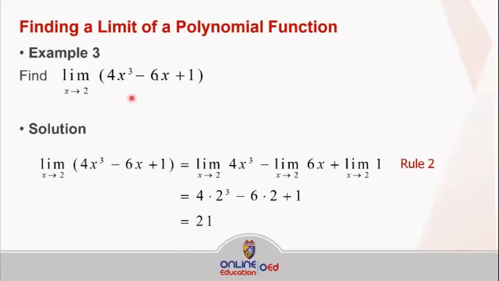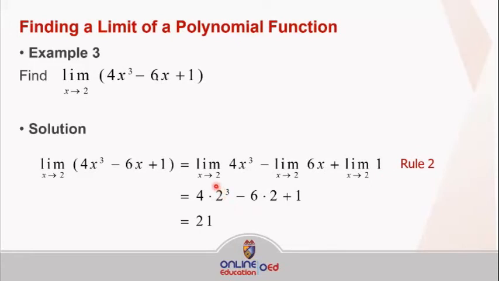Example number 3 for this: find the limit of 4x raised to 3 minus 6x plus 1. We will use x approaching 2. For the solution, we have the limit of 4x raised to 3 minus the limit of 6x plus the limit of 1.